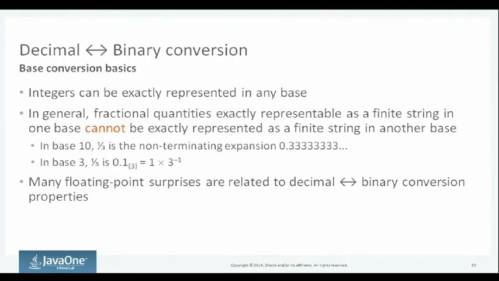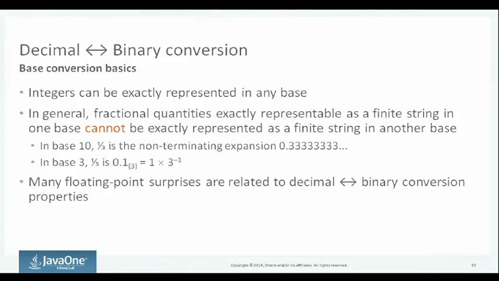All right, with that, we'll talk a bit about decimal to binary conversion. While integers can be exactly represented in any base, the fractions you can represent depends on the base. And the example we've seen from grade school is that in base 10, 1/3 is a non-terminating expansion, right? 0.33333. How about in base 3? In base 3, 1/3 is nothing special. It's just 1/10, right? So it's 1 times 3 to the minus 1.